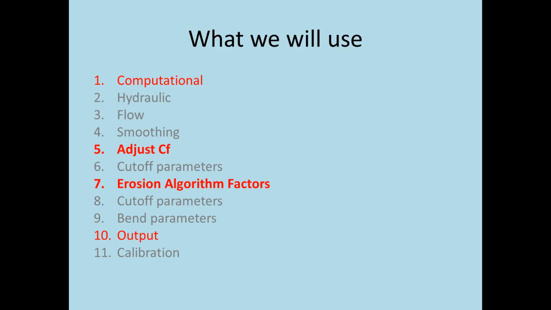I'll start by loading up the target center line, and as a little bit of a review here, we're going to use the computational dialog box, number 1 there, and we're going to use 2 new ones, adjusting the coefficient of friction, CF, and the erosion algorithm factors, number 7 there. We'll continue to use the output, which is quite critical. Okay, here we go.